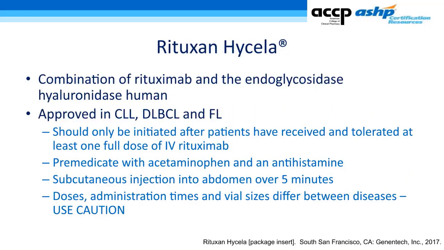Now, a few slides about the specific agent rituximab and its similar products. There is a product called Rituxan Hycela, which is a combination of the monoclonal antibody and hyaluronidase. This is approved for use in CLL, diffuse large B-cell lymphoma, and follicular lymphoma. This product is a subcutaneous injection, but should only be initiated after the patients have received and tolerated at least one full dose of traditional IV rituximab.